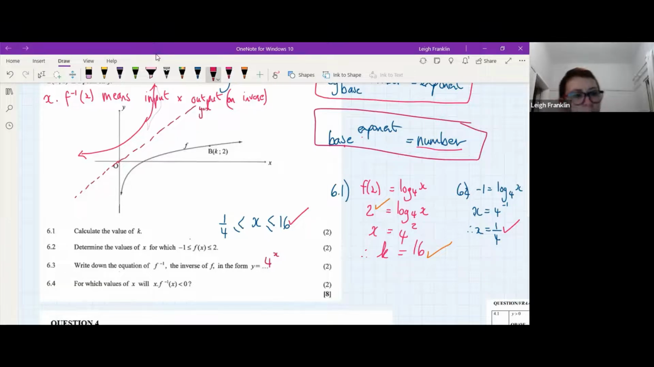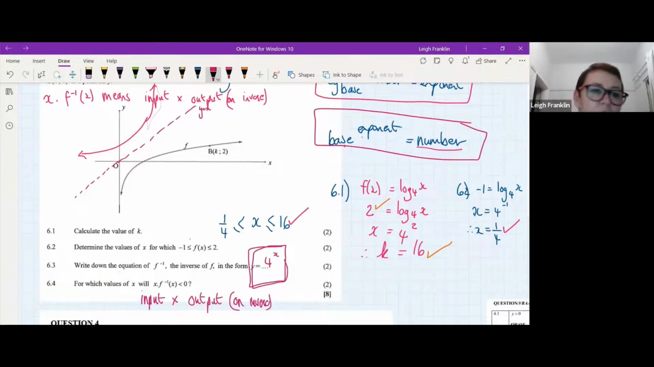Okay, so they are asking us, beg your pardon, it still means input. What I wrote there is correct. So it's input times output on the inverse. And sorry, in this particular case, that was our inverse over there. All right, so it's the graph that I have now drawn here in pink. The inverse is 4 to the x. Okay, so input times output has to be negative, right?